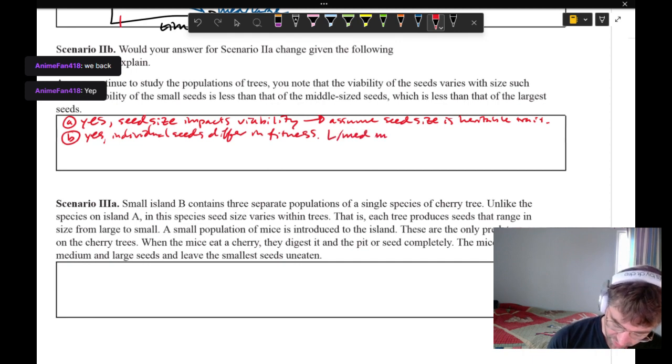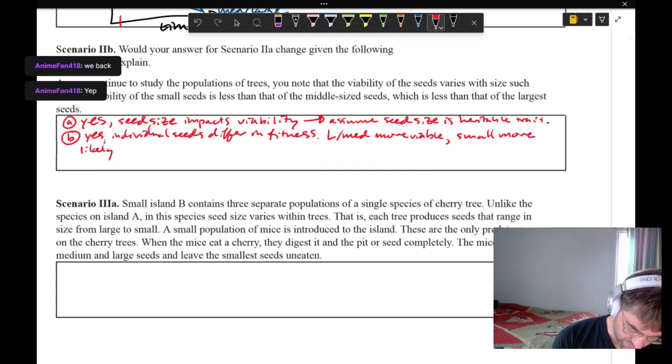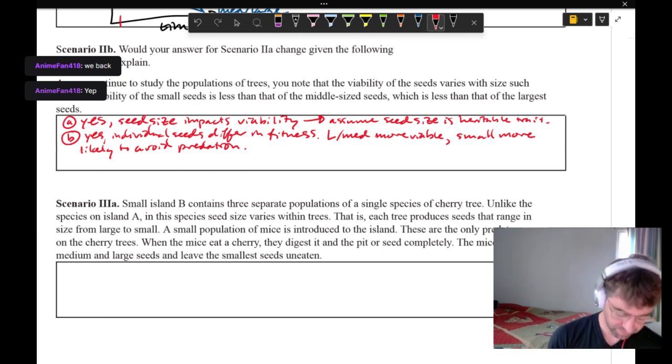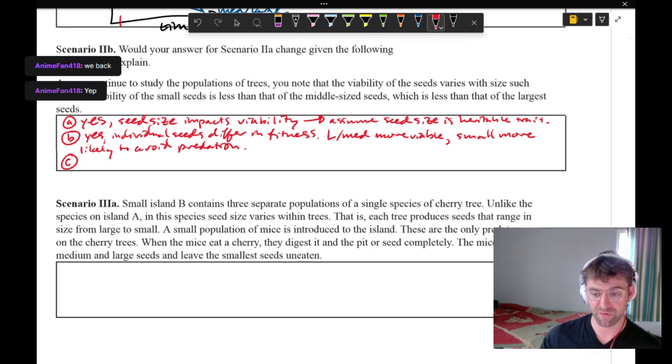Large and medium are more viable. But small are more likely to avoid predation. So they're competing selective forces, right? So what will the makeup of our population be moving forward? And in this scenario, you really need to consider both of those competing selective forces, the effects of selection by mice and the difference in relative fitness of the seeds related to size.